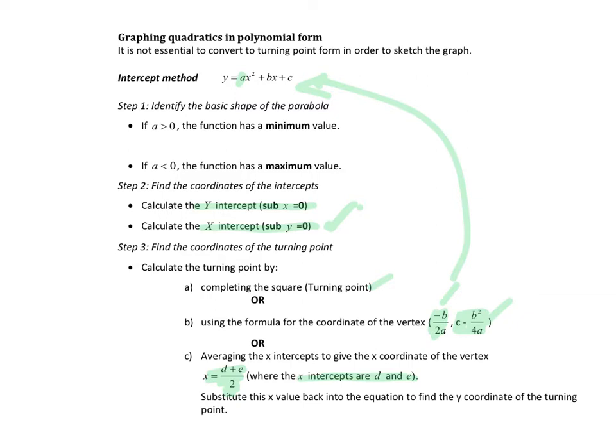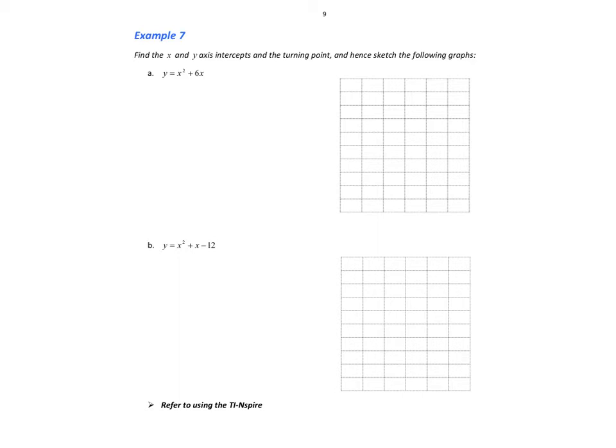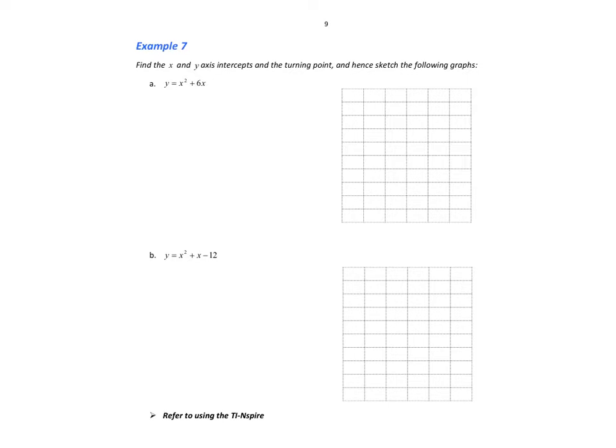So there's a couple of different approaches we can use. Let's have a look at some of them. Okay, so for me, my first step is typically to write it in factored form. So now straight away I know my x-intercepts. If I put y equal to 0, I get x times (x plus 6) equal to 0. So I get x equal to 0 and x equal to minus 6. So there's my intercepts: (0, 0) and (negative 6, 0).